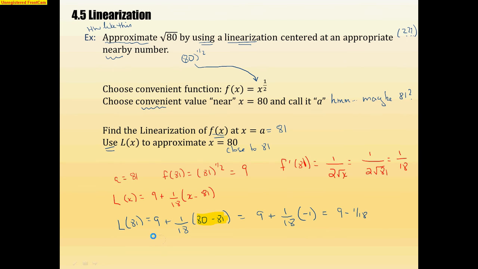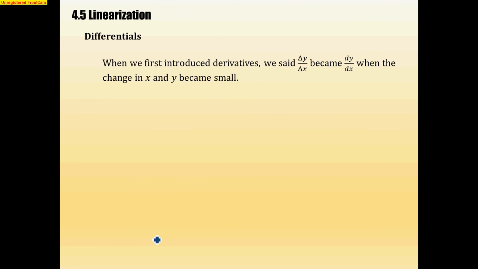Alright, second objective. Objective 2, differentials. So, when we first talked about derivatives, we talked about good old rise over run. As we shrunk delta x to 0, we called them really small change in the rise compared to a really small change of the run, right?